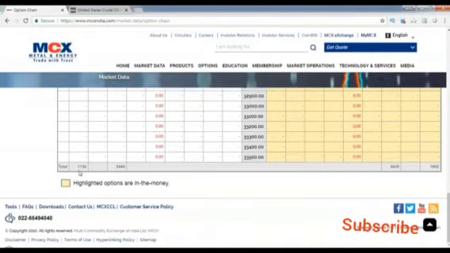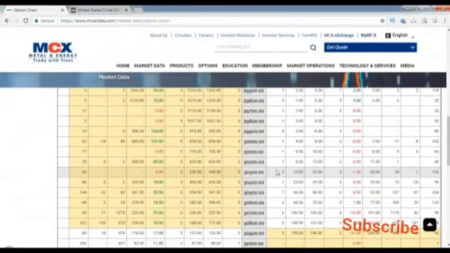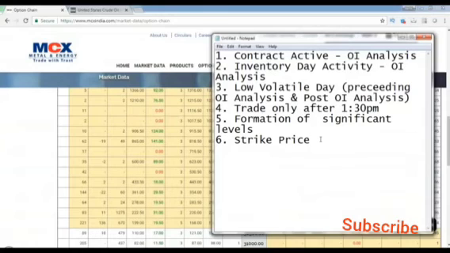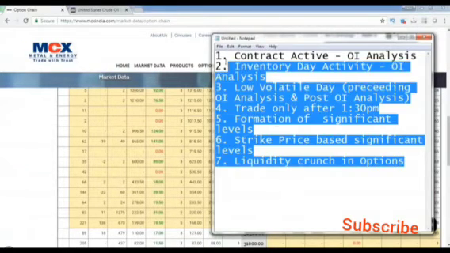The open interest in a call and a put together in NSE for any stock would be a lot higher than this, correct? So there would be liquidity issues. Please remember that. Make sense? And seventh is liquidity in options. Liquidity crunch in options, all of you.